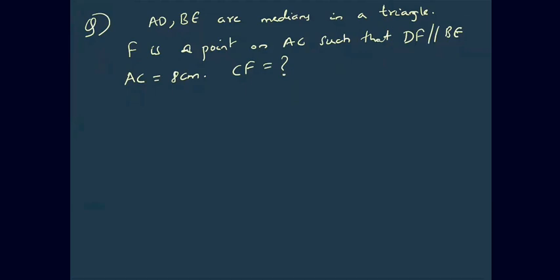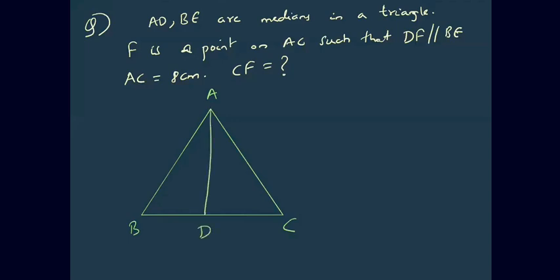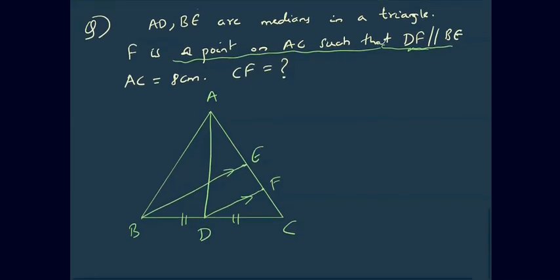Okay, so let us discuss the problem. There is a triangle ABC and AD and BE are the medians. AD is the median and BE is the median. Then BD must be equal to DC, right? And it is given that F is a point on AC such that DF is parallel to BE. So say this is a point F such that DF and BE are parallel. Now the value of AC is given as 8 centimeters. We are asked to find out the value of CF.